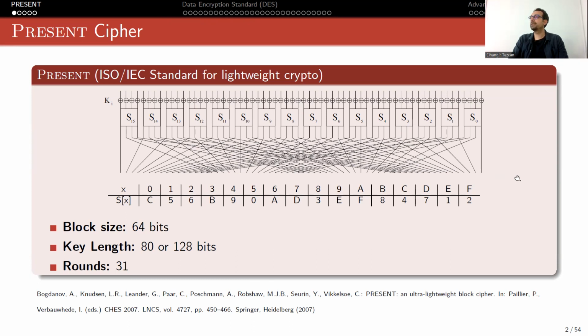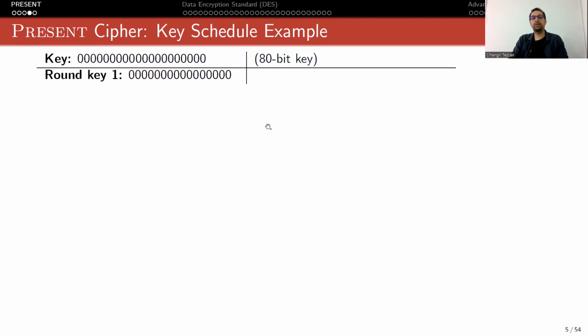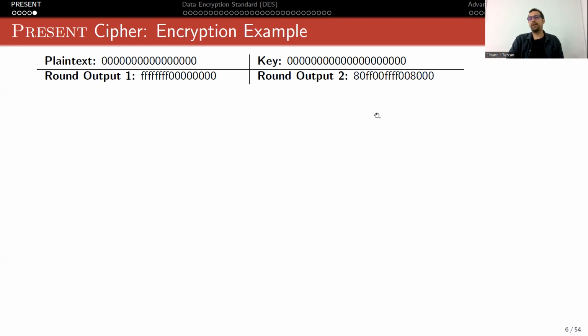Think about it in hexadecimal notation. You end up with many Fs and zeros. So this is why, if you encrypt this plaintext with the master key as all zeros, the first round output is 32 bits of 1s and 32 zeros. In hexadecimal notation, it becomes Fs and then zeros. So you keep doing this. This will be your round outputs.